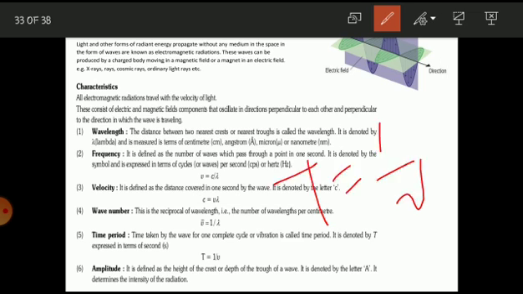Next one is what? Amplitude. It is defined as the height of the crest or the depth of the trough of a wave. So the height of the crest and the depth of the trough is known as amplitude, and it is denoted by the symbol A, and it determines the intensity of the radiation. So it helps to know how intense the radiation is, and it can be measured by knowing the amplitude. Fine.